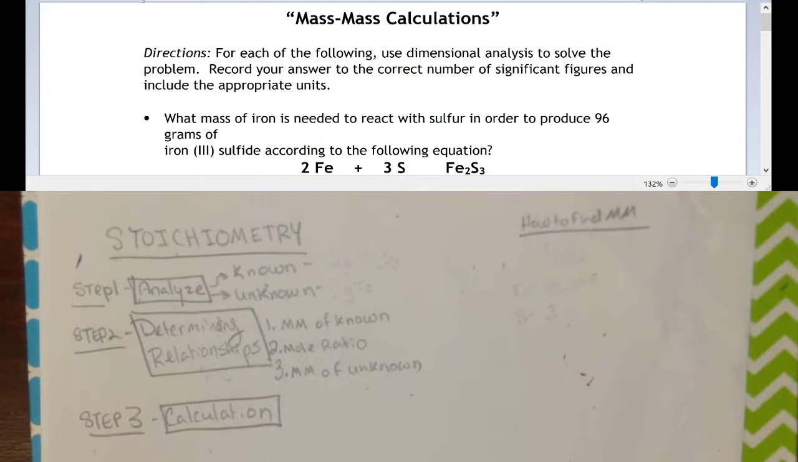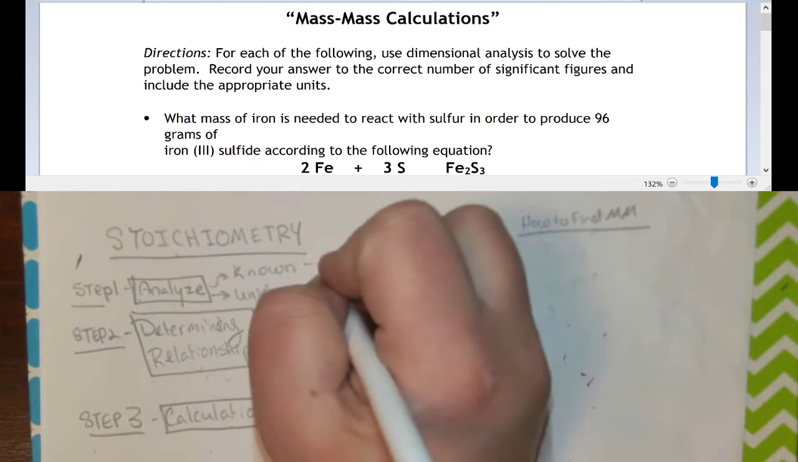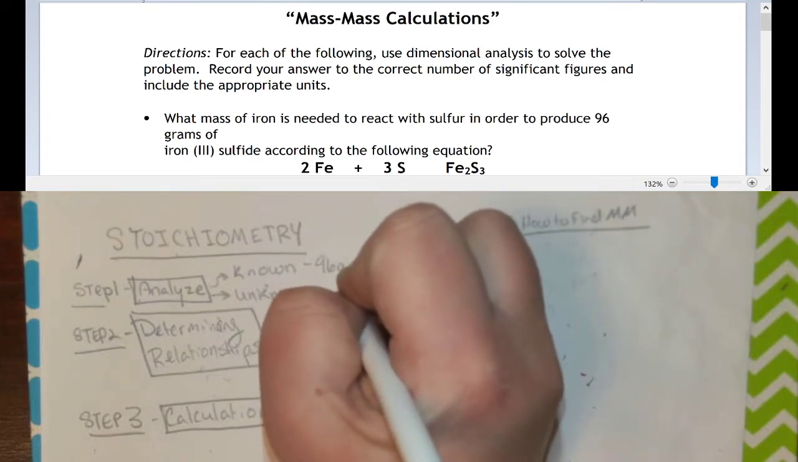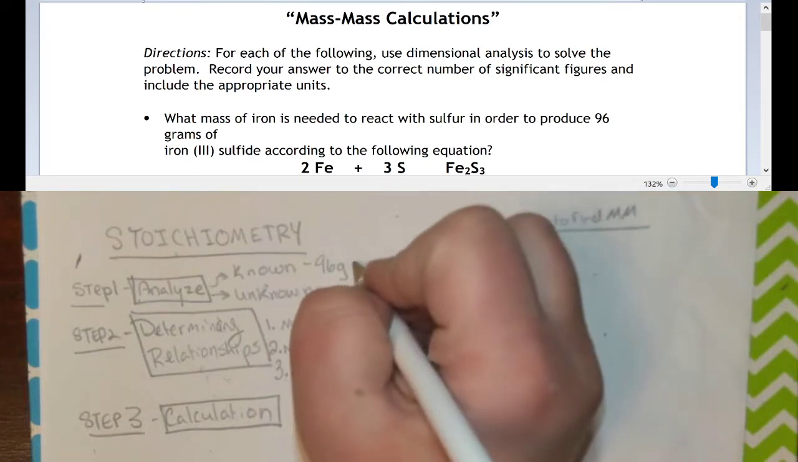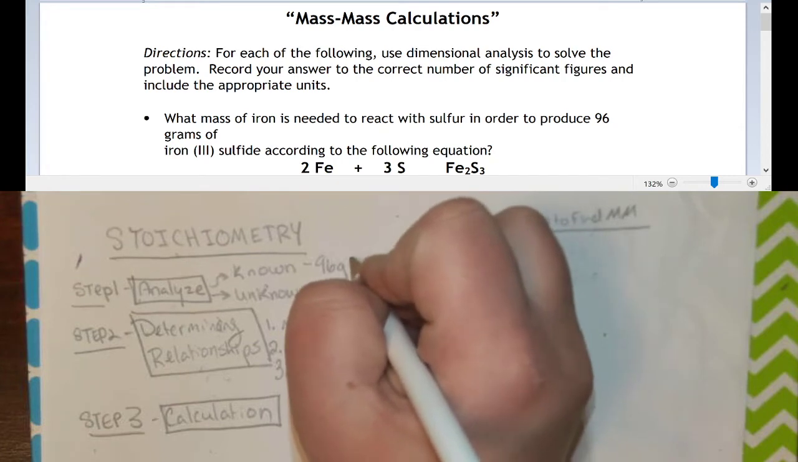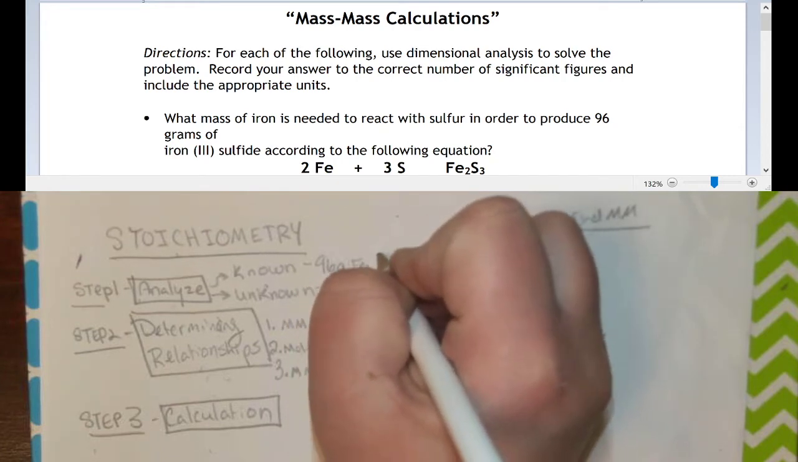As you read through the question, you should be looking for your known, which starts with a number. Take a moment, try to decide what's the number? Should be 96 grams. And the grams are of iron sulfide, so we're going to put Fe2S3.